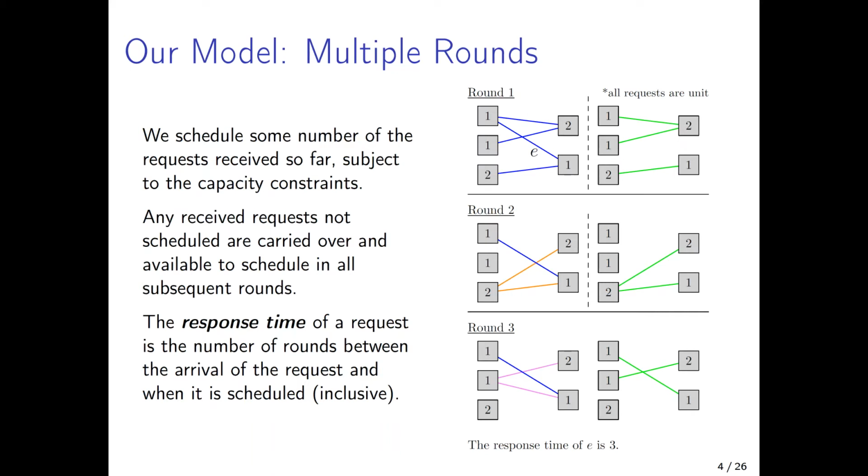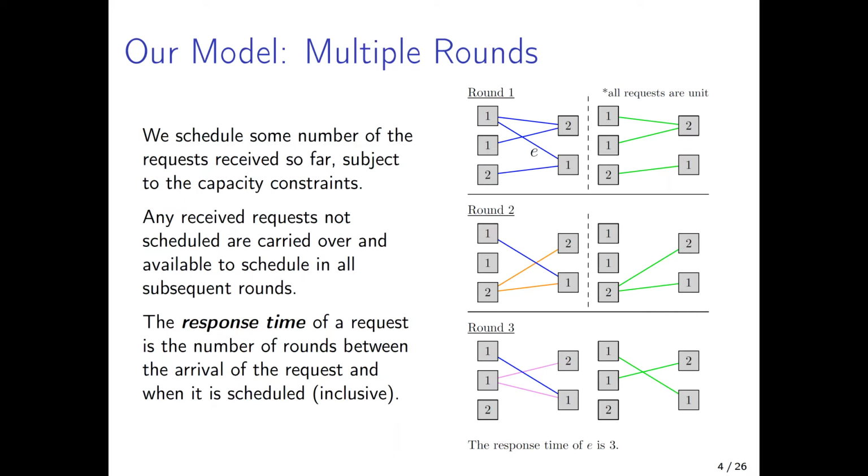If a request is available to schedule in any round, then it is available in all subsequent rounds until it has been scheduled. The response time of a request is the total number of rounds in which a request is available and has not been scheduled in a previous round. We note that in the literature, response time is also sometimes known as flow time.